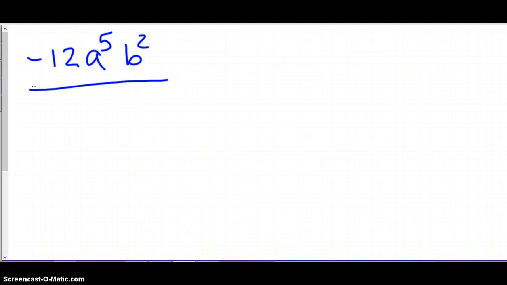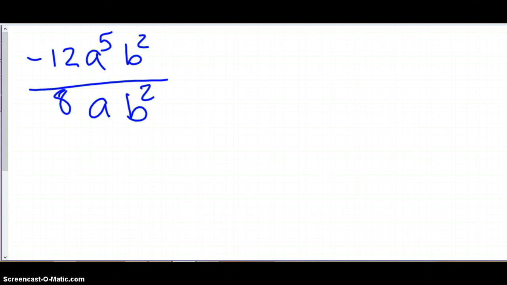This will be about dividing polynomials, specifically example 4 and 5 from section 6.2. So example 4 is negative 12a to the 5th b to the 2nd over 8ab to the 2nd.